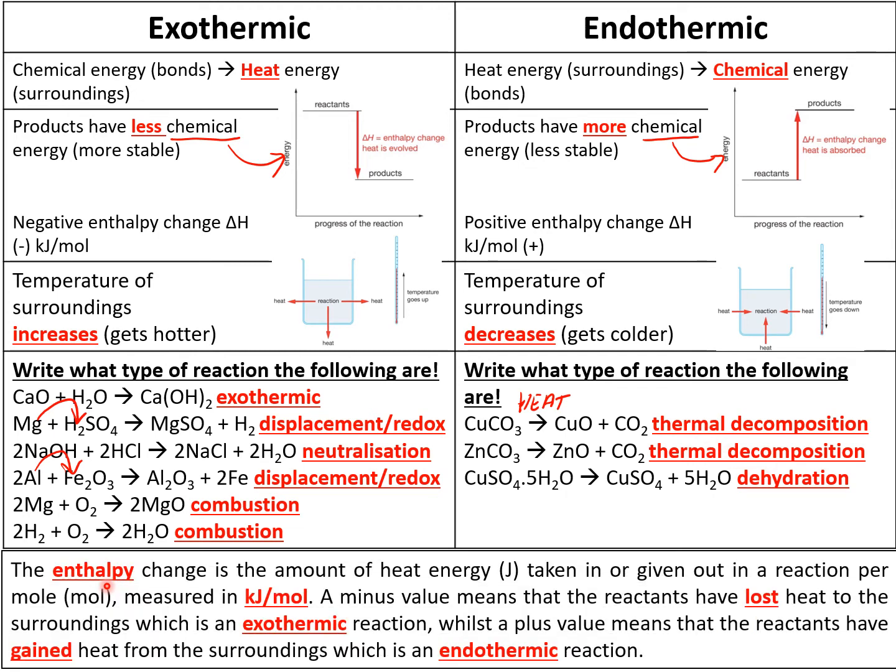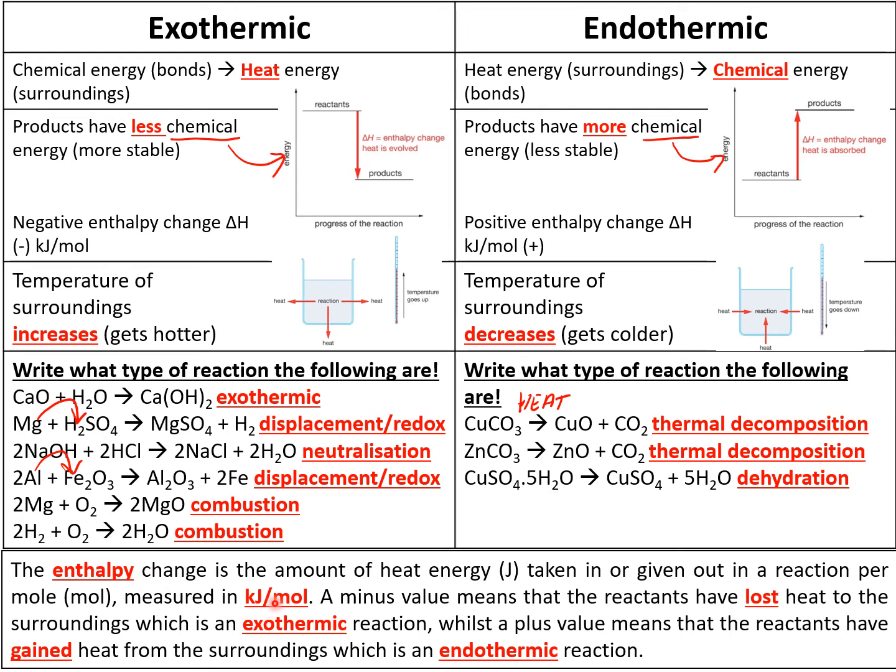And then your enthalpy change, that is the amount of heat energy, and that's measured in joules. In the next lesson, we'll look at how to calculate the heat energy in joules, taken in or given out in a reaction per mole. And your enthalpy change is measured in kilojoules per mole. So we'll look at how to work out joules, and then how to work out moles, and then how to work out the enthalpy change from that.